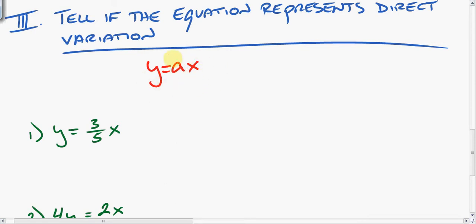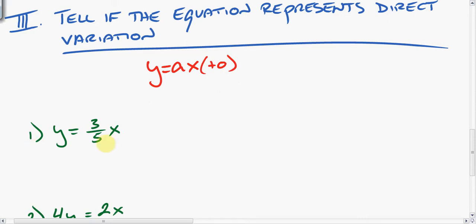And with a direct variation equation, if you remember, direct variation always passes through the origin. So it passes through (0, 0), so it has a y-intercept of 0. It's important to remember, and if you remember that, it will help you identify direct variation equations pretty easily.